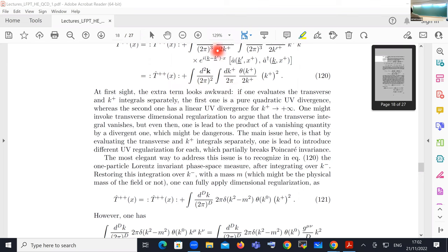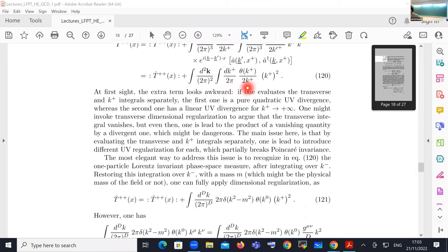One thing to notice is that we have something which requires UV regularization, but since it's completely factorized between the perp and the plus components, the regularization of both integrals is kind of separate. So it's hard to regularize both integrals without breaking Poincaré invariance, because the integrals are separate, so we need a different regularization for both at this stage.